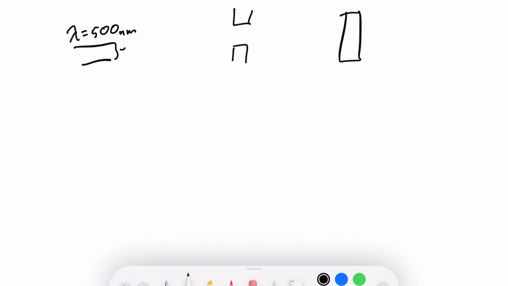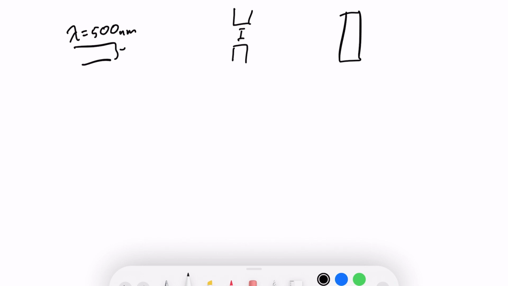Hello everyone, today I'm going to be talking about single slit diffraction. I'm going to do a problem and then test it out in the PhET simulation to see if the equation actually works. So let's just say that there is a light that shoots out a light wave at a wavelength of 500 nanometers. Okay, and then it goes through a single slit and onto a screen.